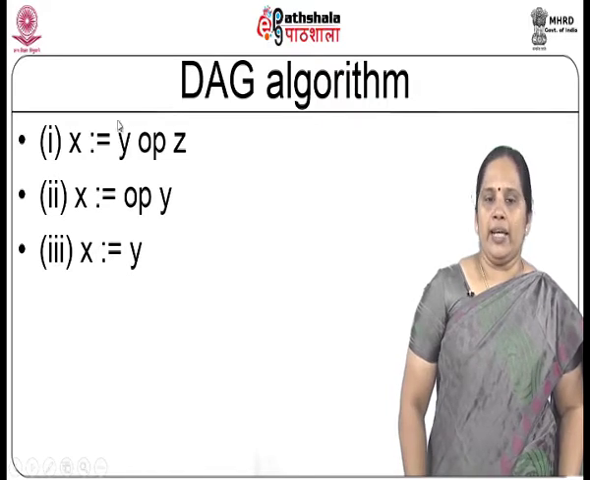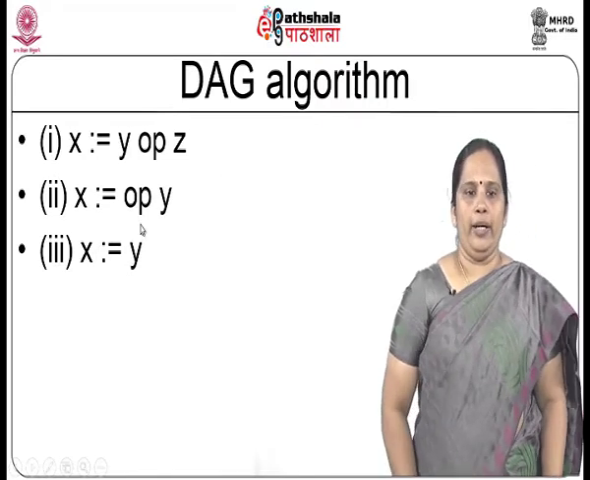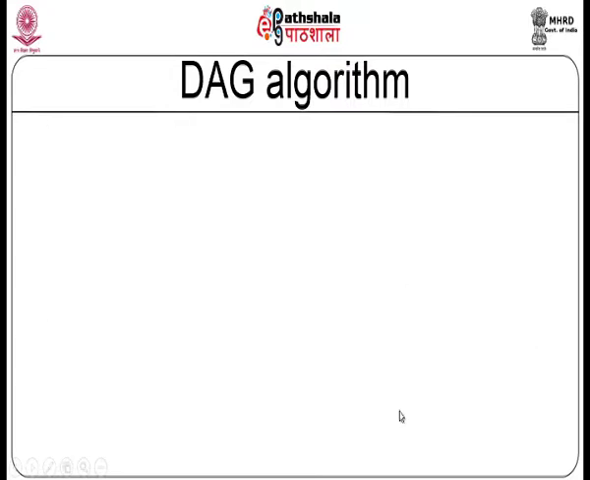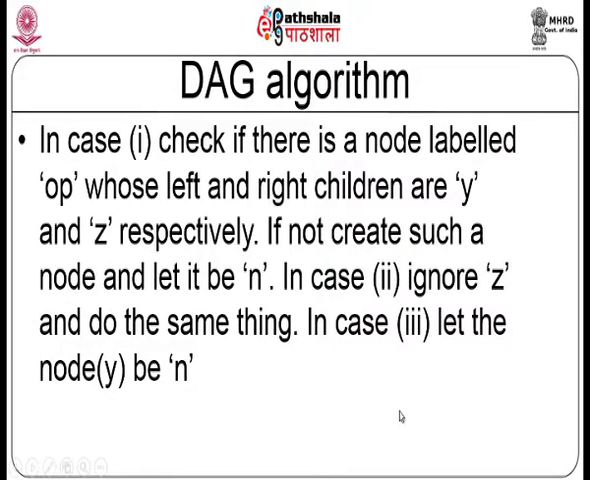So let us take the three cases: x is equal to y operator z, x is equal to operator y, and x is equal to y. Now if node y is undefined, you have to create a label y and let it be node of y. So you have to create a new node called y. Similarly, if node z is also undefined, you create a new node called z and call it node of z.